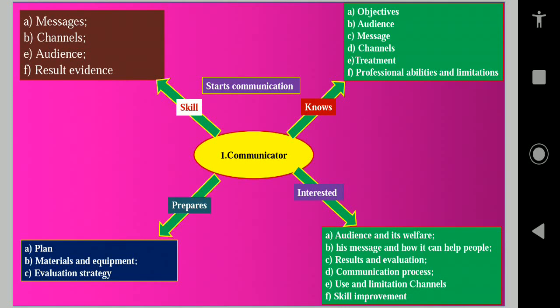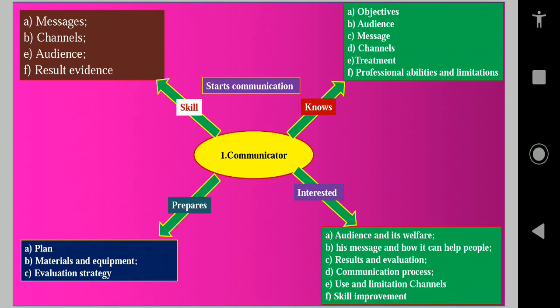Okay. Then the message. He should know the message, its content. He should know the message clearly. Message means its content, validity, usefulness, importance of that message. Then channels, he should know the channels that will reach the audience. Okay. Then organization and treatment of the message, he should know how to organize and treat the message. Okay. And then the professional abilities and limitations, he should know the professional abilities and limitations.